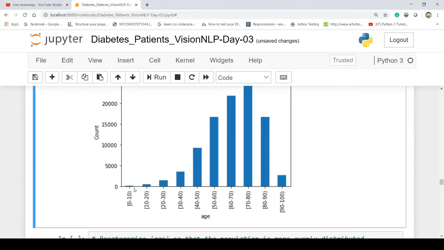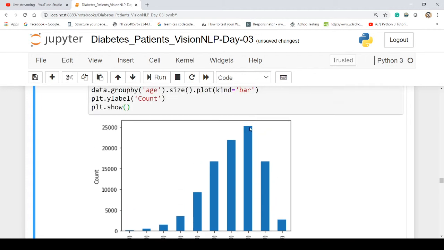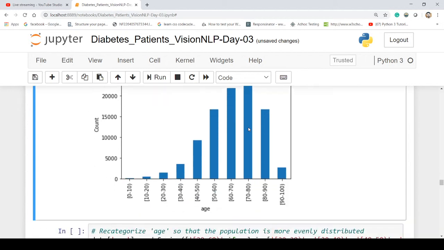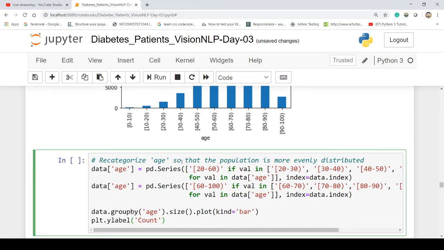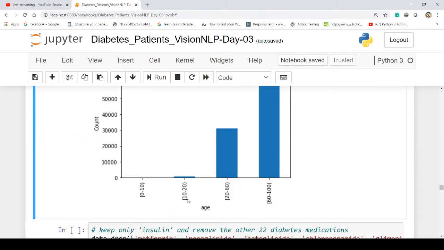Yeah, you can see these many people have less diabetes, or maybe they are admitted less, 0 to 10%. Maybe the people from 70 to 80 are admitted more, because there is a high chance of having diabetes at these ages, right? So you can infer it this way. Now recategorize age so that the population is more evenly distributed. Now I can just rearrange this. So we'll see what happened after rearranging.